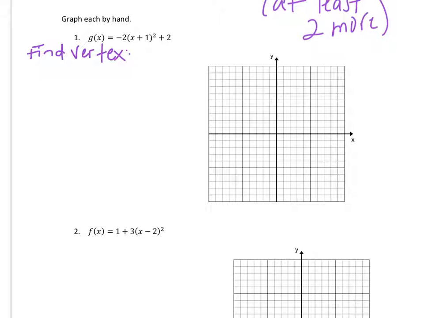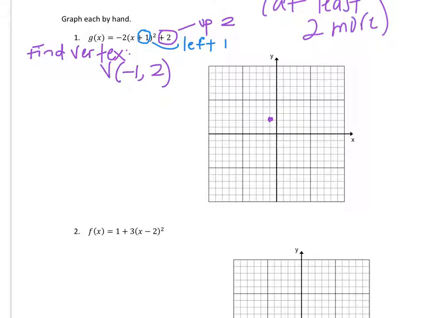Last time we talked about all the different shifts, okay? So I'm going to jot a couple things down here. We know that if I have an x plus 1 there, this is going to make the whole graph, remember this is kind of opposite of what we would think, go left 1 unit. And then this plus 2 here is going to make my whole graph go up 2 units. So that would make my vertex negative 1, 2. So I'm going to plot that point, negative 1, 2.